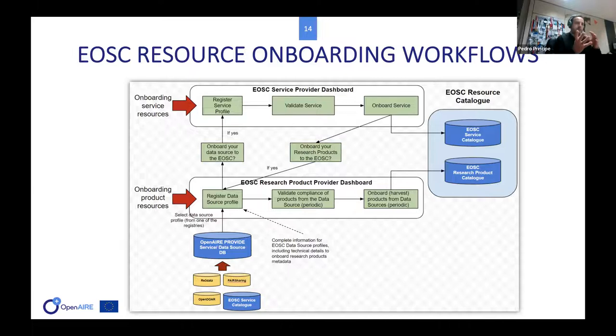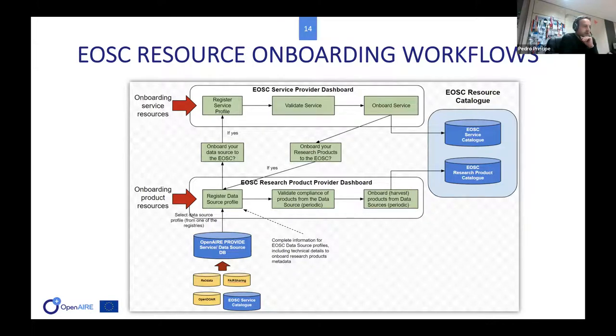This is just a simple diagram to place things. The other diagram that Leonidas was presenting is the workflow from the perspective of OpenAIRE. This is the onboarding diagram from the perspective of EOSC that is being prepared. It is not fully in production; by the end of this month, things are being shaped to be delivered in production. But in fact, if you go to the EOSC catalog, you will see products there already. So the registration process is also being updated.